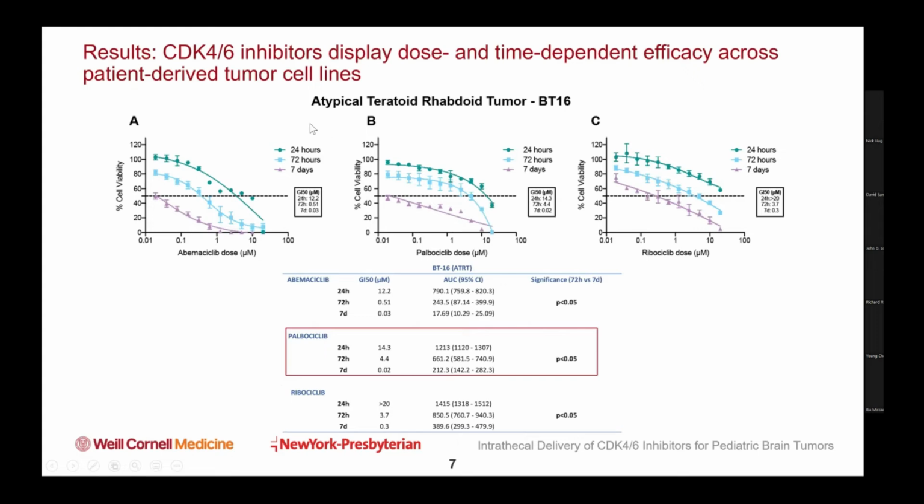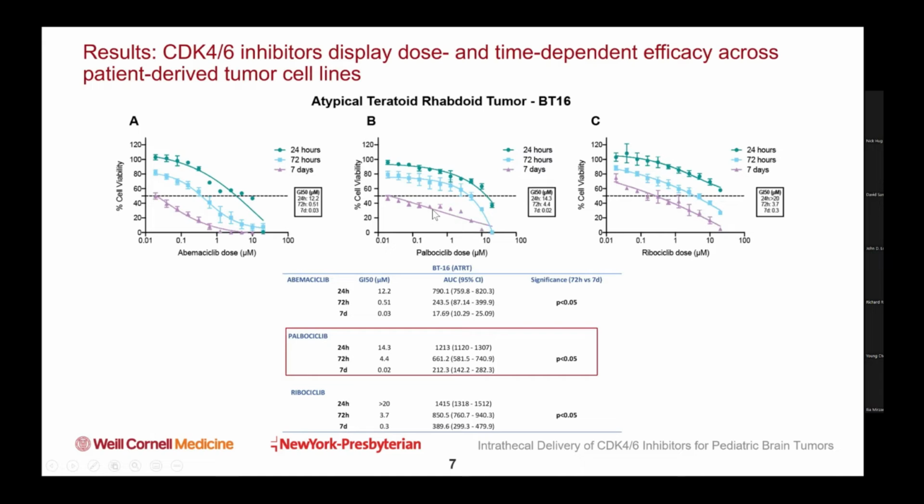So first, a snapshot of our in vitro results. This is drug screening results in an ATRT cell line, and I'll draw your attention to the middle graph, figure B, so I'll walk you through it. On the y-axis is percent cell viability. The x-axis is increasing dose of palbociclib. Each of these different colored lines corresponds to a different exposure period of drug that we incubated the cells with, so either 24 hours, 72 hours, or 7 days.